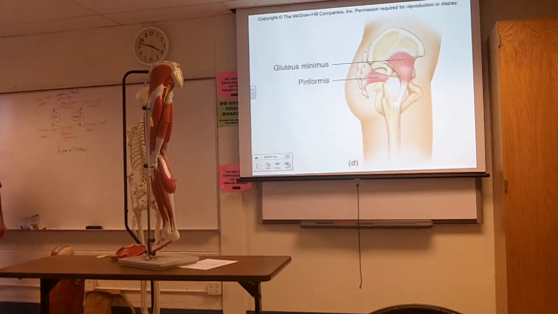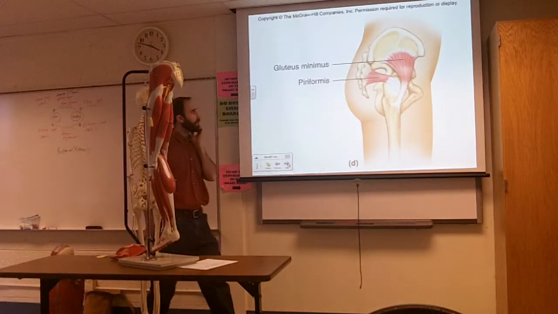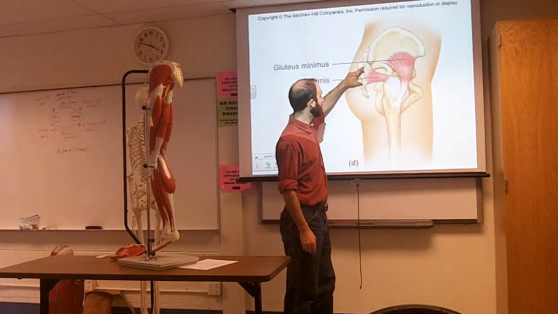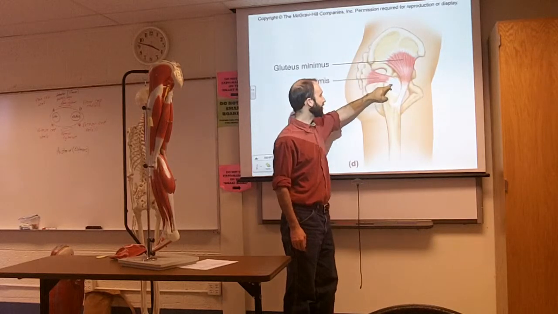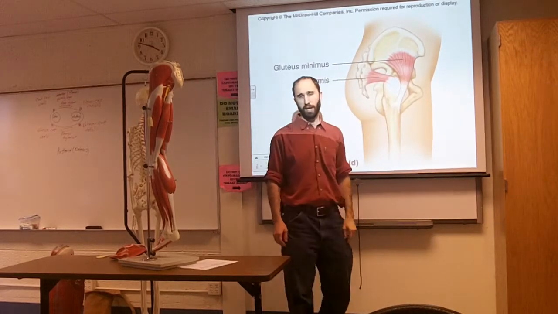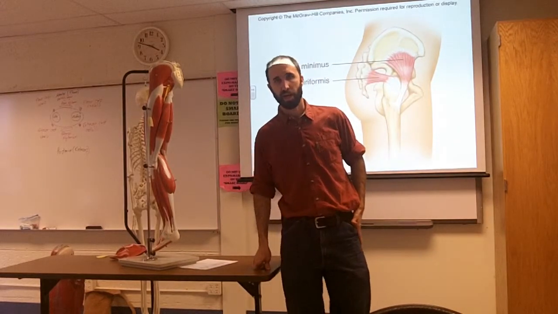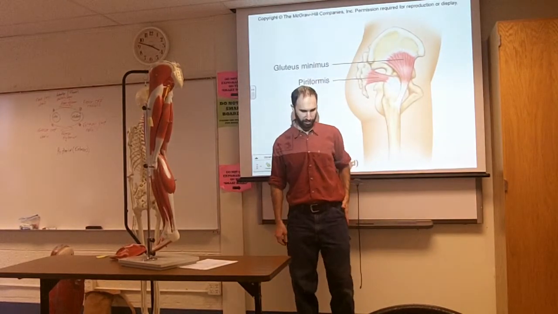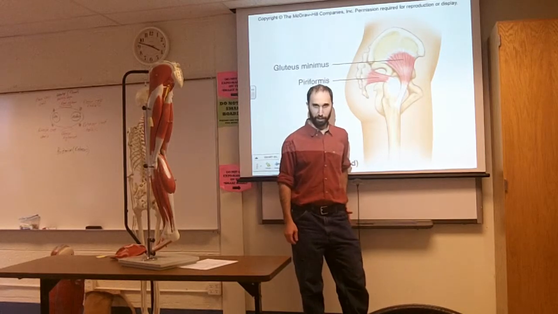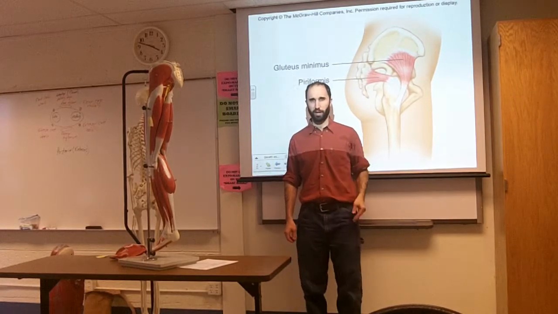There's piriformis right there. So it originates on the sacrum here, and then goes to the greater trochanter. And mostly this muscle is going to externally rotate. So it's going to allow you to point your toe out.